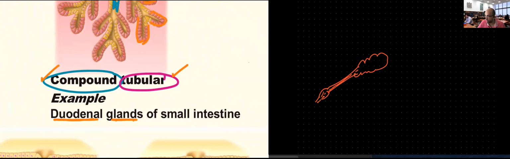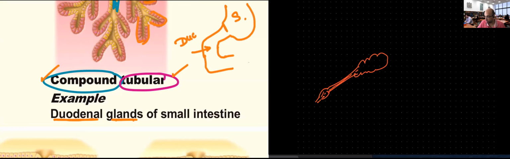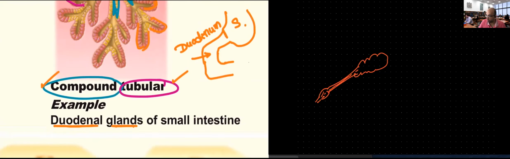So the duodenum is the most proximal region that is directly connected to the stomach. It's a C-shaped portion of the small intestine. If this is my stomach in here, this is going to be my duodenum. All right, so the duodenum is going to have compound tubular glands.